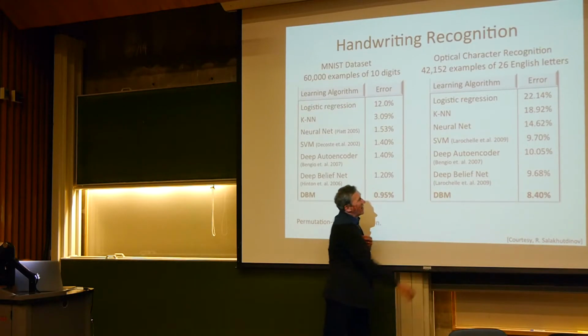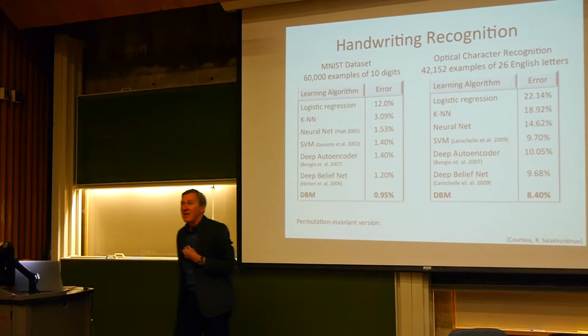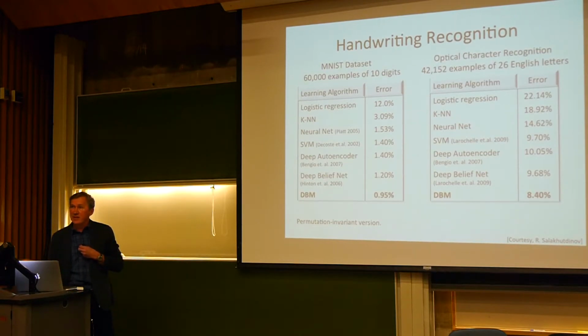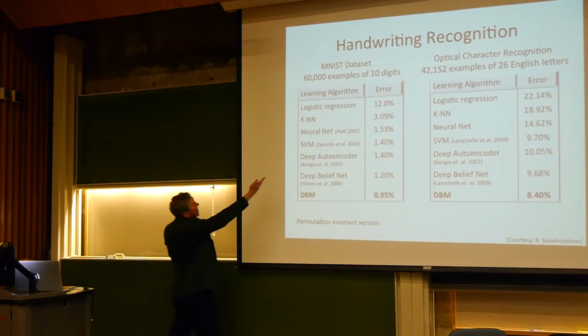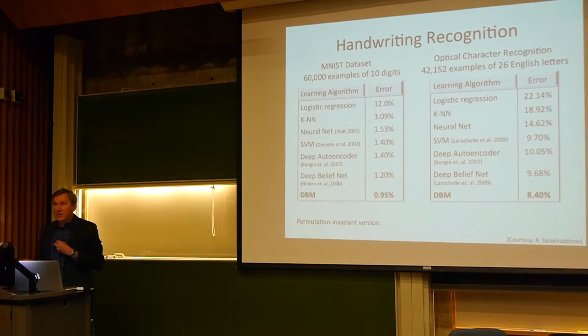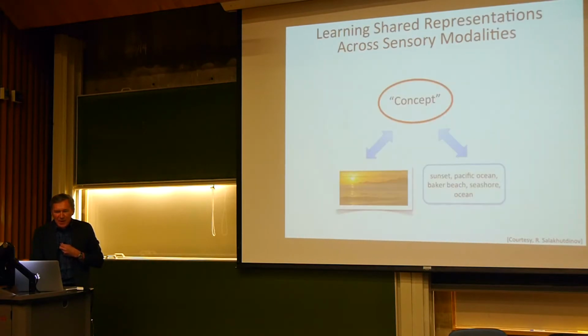You get the current state of the art minimum error results on some very heavily explored data sets for character recognition, beating things like support vector machines and k-nearest neighbor by a handy margin. Okay, so that's point number one.